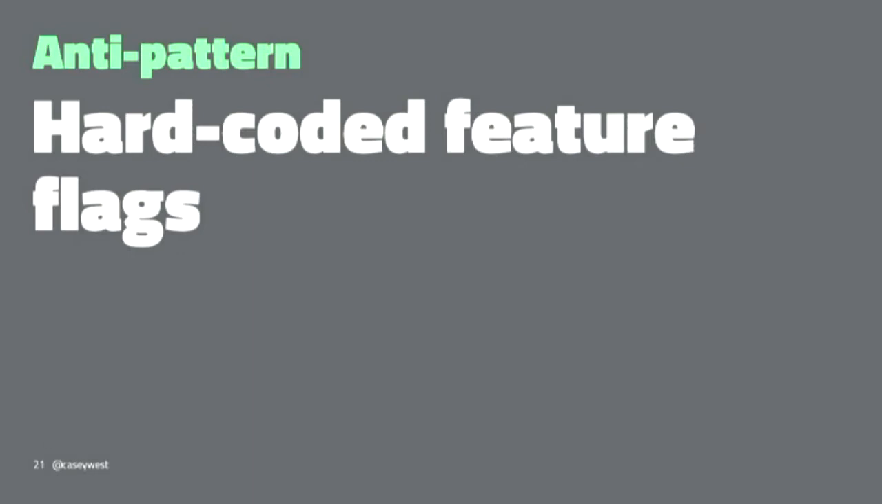Anyway, hard-coded feature flags are also an anti-pattern. When you have a Boolean in your code base that says, does our application work like this or like that? Maybe for A/B testing. Maybe for an experimental feature. Really just put those in environment variables.